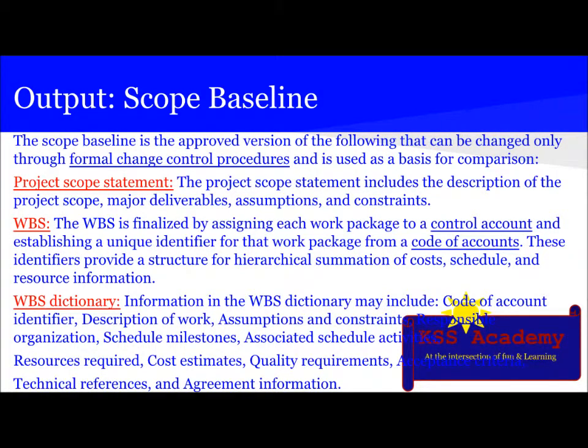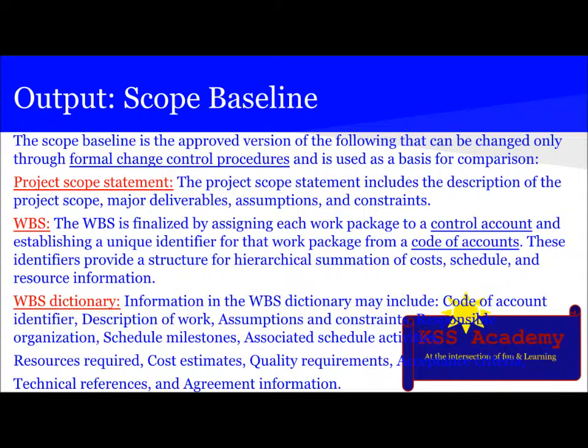The scope baseline is the approved version of the following that can be changed only through formal change control procedures and is used as a basis for comparison. So the scope baseline contains project scope statement, work breakdown structure, and its associated WBS dictionary. The project scope statement, which is the output of define scope processes, includes the description of the project scope, major deliverables, assumptions, and constraints. WBS we have already learned in the past slide in detail.